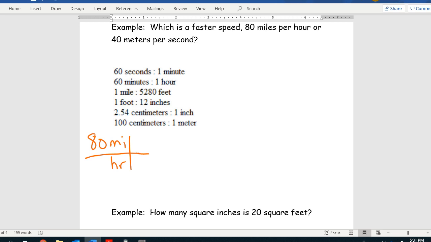We use this equivalency ratio in the last problem. I know that 1 mile is the same distance as 5,280 feet. I know that 1 foot is the same distance as 12 inches. And I know that 1 inch is the same distance as 2.54 centimeters. Actually, that came from my chart right here.